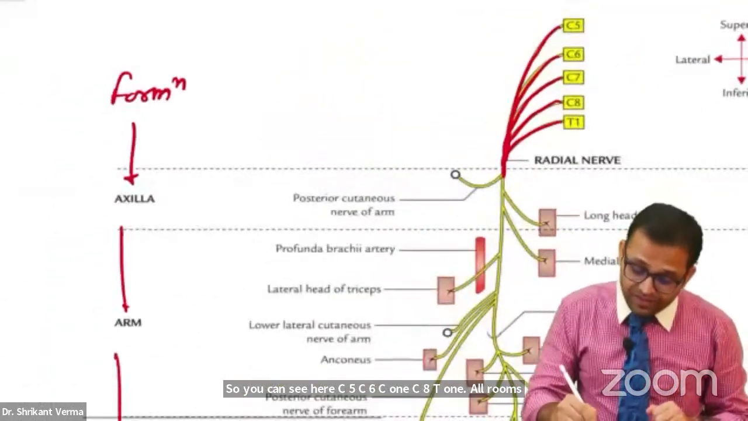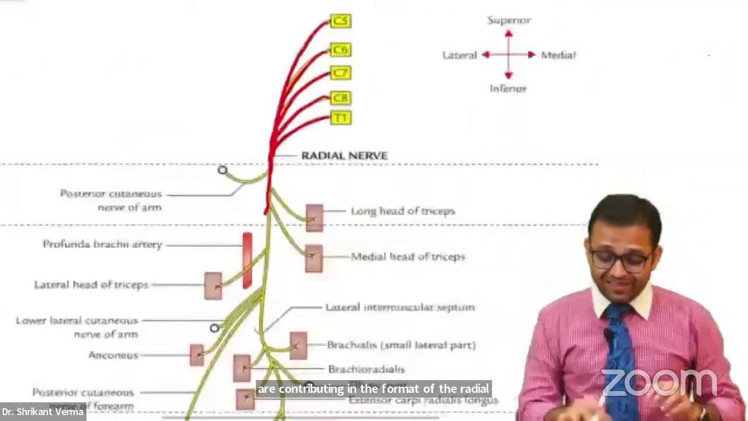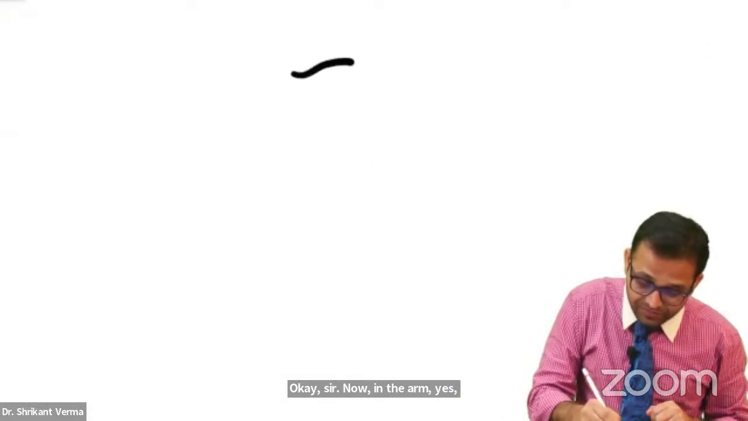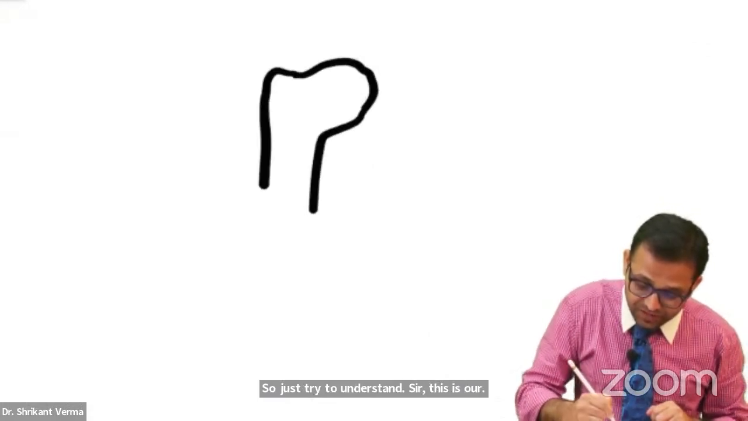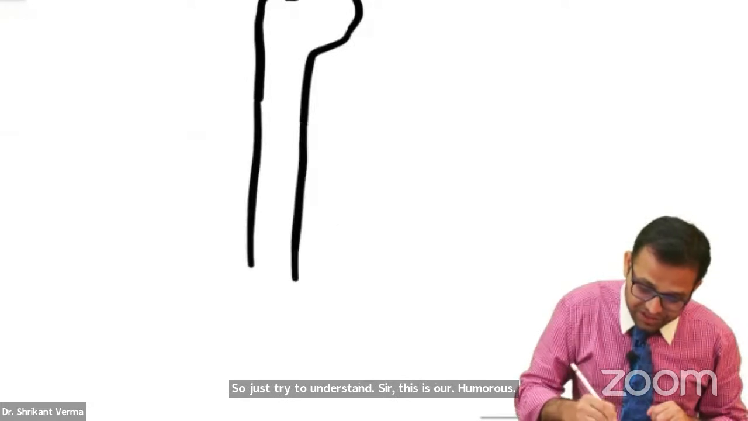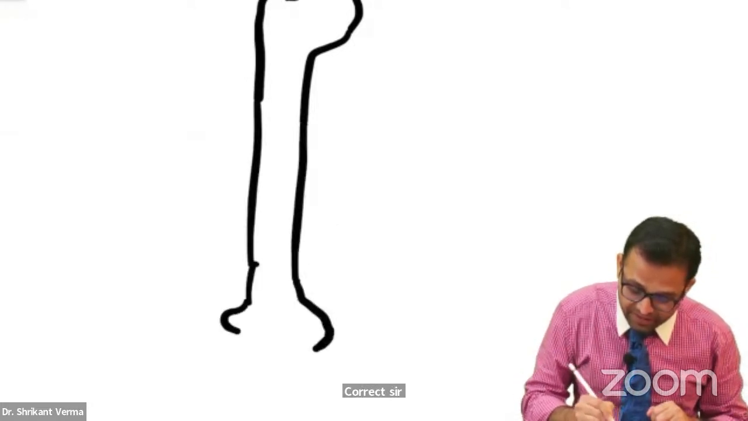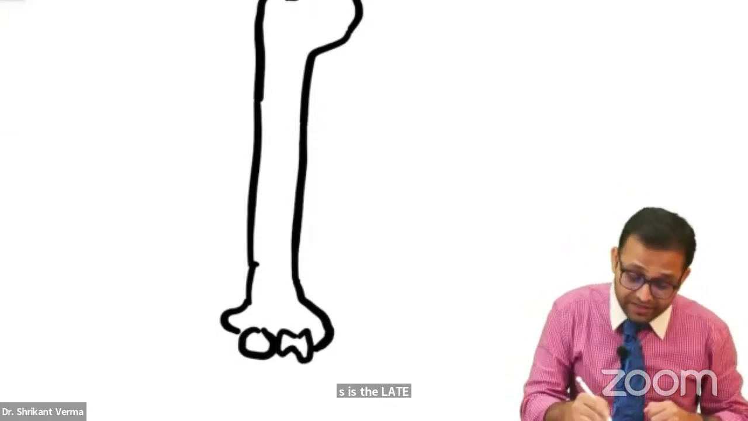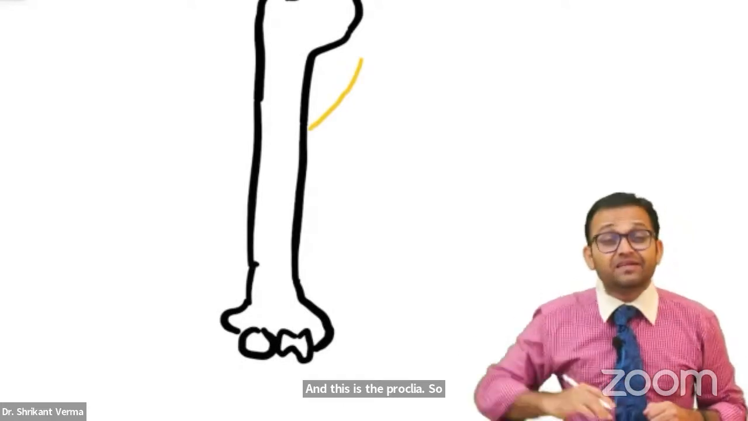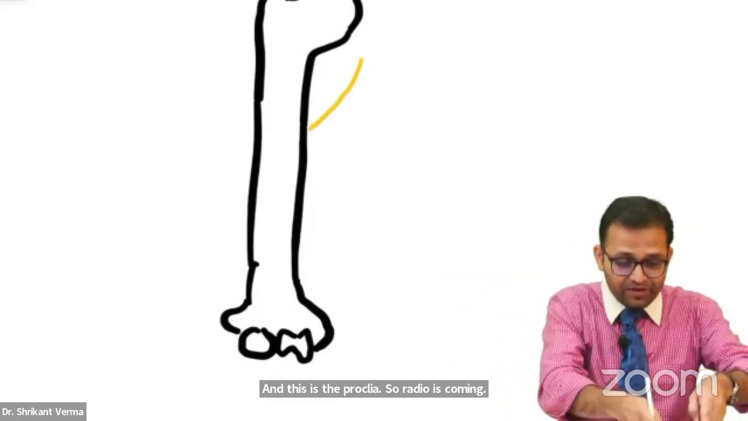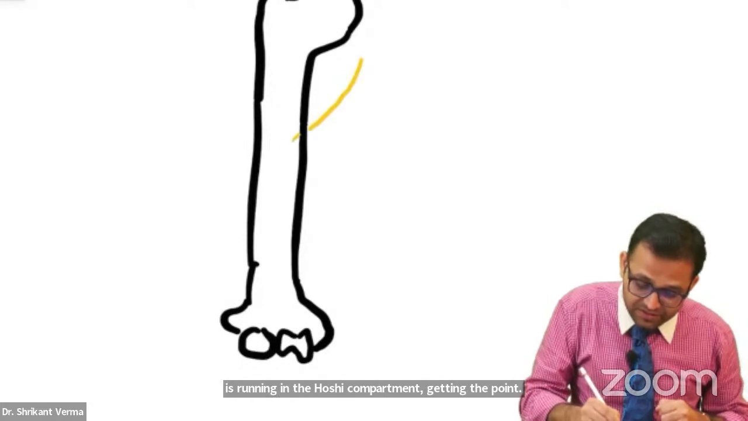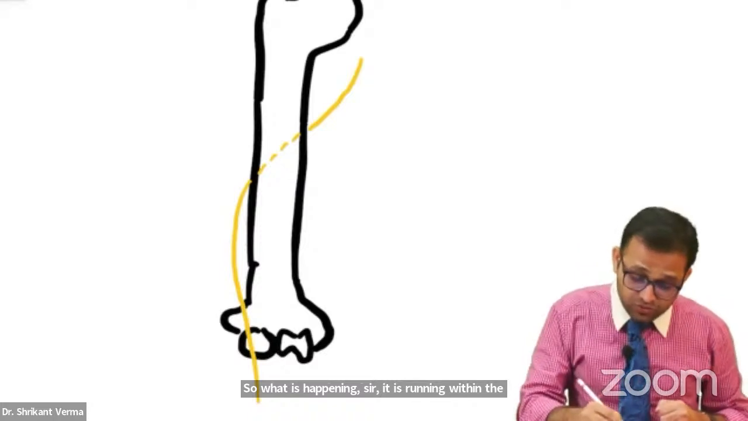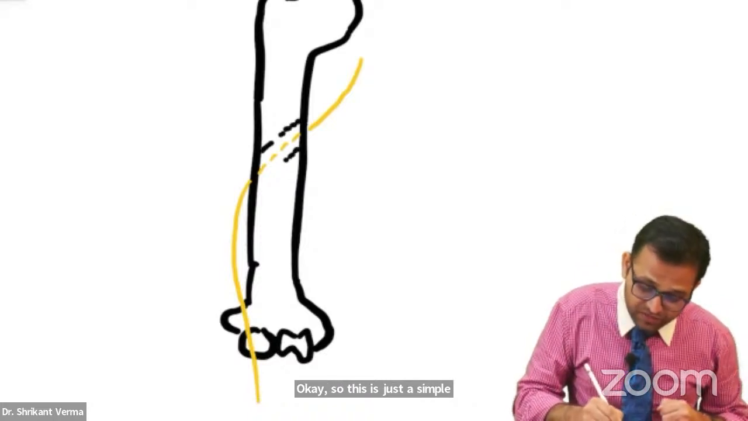All roots are contributing in the formation of the radial nerve. Okay, sir. Now, in the arm, yes, sir, it is running in our radial groove. So just try to understand, sir, this is our humerus. Correct, sir? Here is a shaft. This is the medial epicondyle, and this is the lateral epicondyle, capitulum, and this is the trochlea. So radial nerve is coming, and then it is running in the posterior compartment. Getting the point? So what is happening, sir? It is running within the radial groove, and then it is coming on the front side. Okay. So this is just a simple diagrammatic presentation of the radial groove.